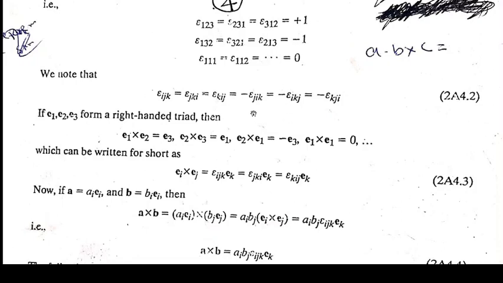But you cannot write this. You can't write ei cross ej equals epsilon jik ek. The result will not be right.